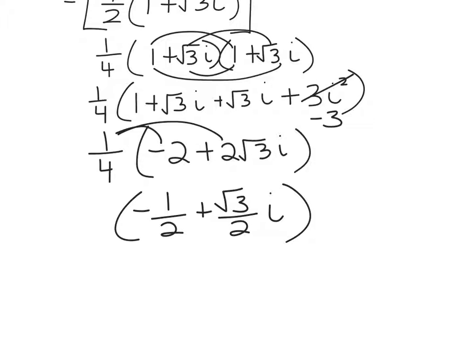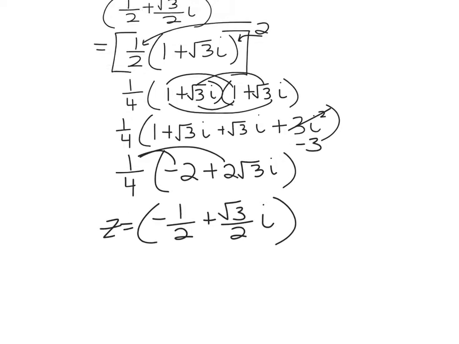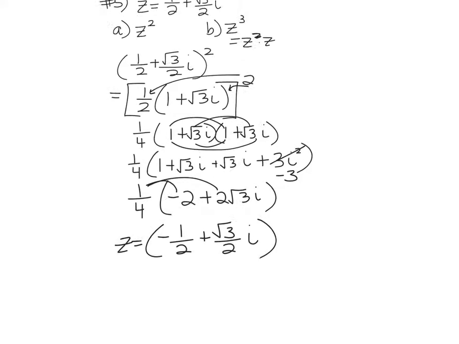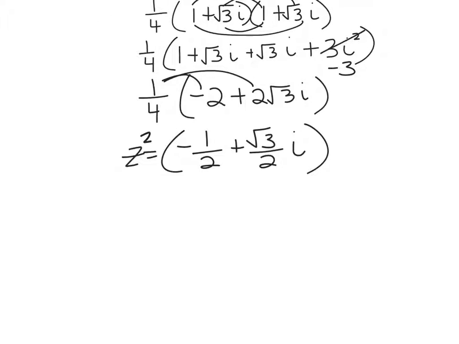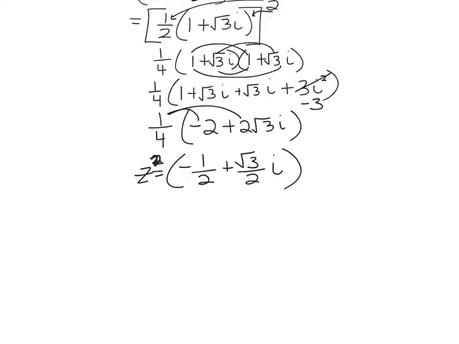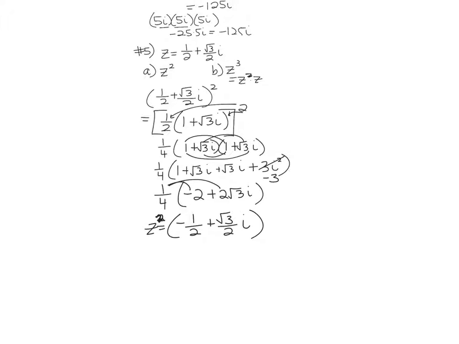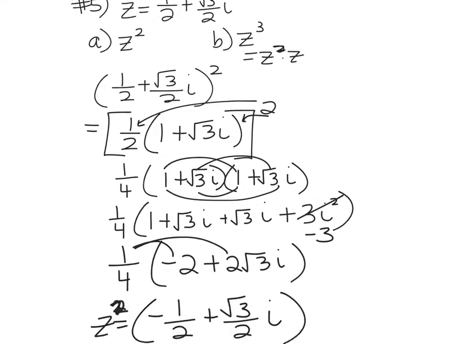Beautiful. Wait, that's where we started. It's not, though. It's almost where we started, right? So that's letter A. That's the answer to A. That is Z squared, sorry. I wrote Z equals, it's Z squared. Z squared equals that. The 1/2 is negative. The 1/2's negative.